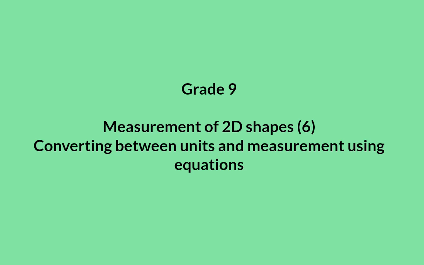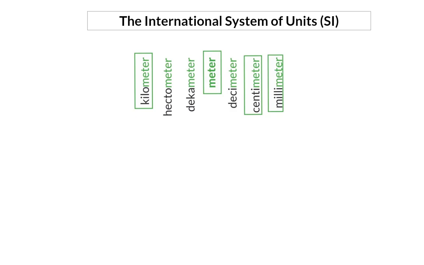In this video, we're going to have a look at converting between units and measurement using equations. When making measurements, we use the International System of Units to ensure that everyone has the same reference. When measuring distance, our base unit is meters, and then it works similar to our decimal system. Every different prefix we add is either 10 times bigger or 10 times smaller than the previous.